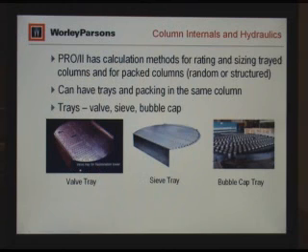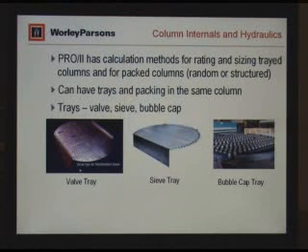If you were to rate a column or size a column, you need to provide more information. And Pro 2 has the capability to size and to rate a column for either packed columns or tray columns, and the packing could be random or structured. And if you went to Amy's Lunch and Learn the other day, you'll recognize some of the packed column names like Raschig Rings and IMTP and all that.